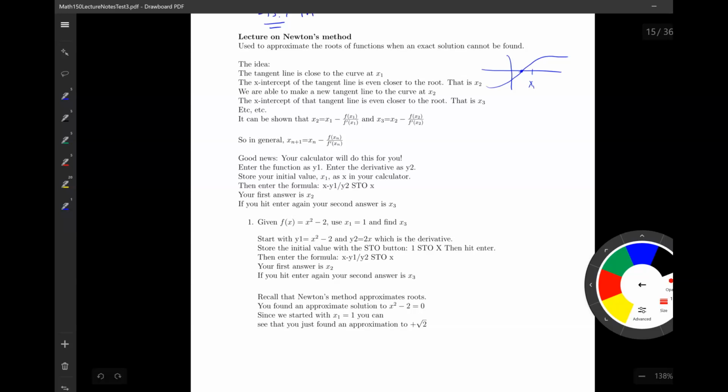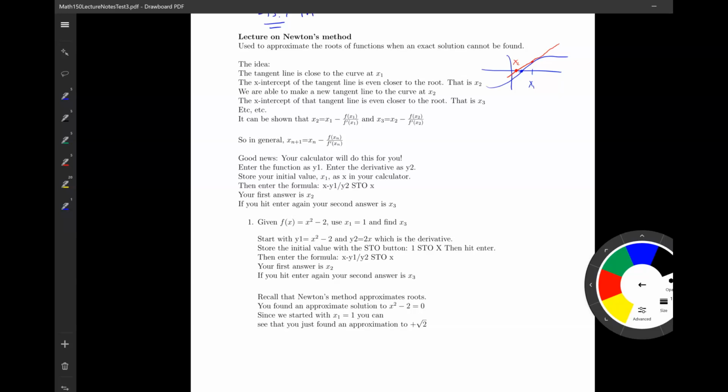So then what we do is at that x1 value, we draw a tangent line. And the tangent line has a root. The tangent line, where it crosses the x-axis, is closer to the actual root of the function than when I first began. So that's x sub 2. Then Newton said do it again.